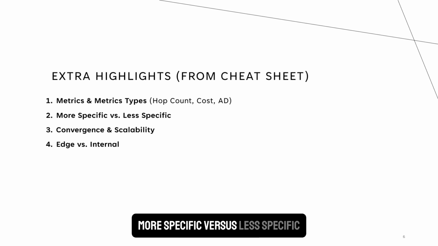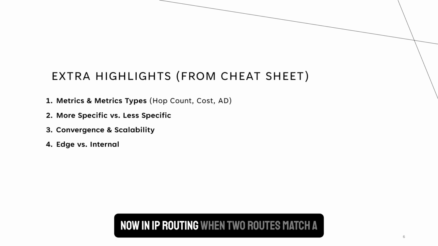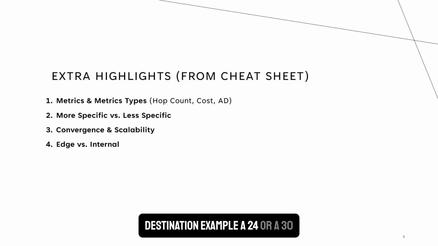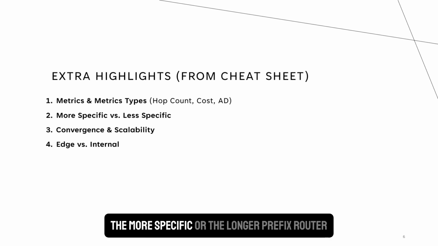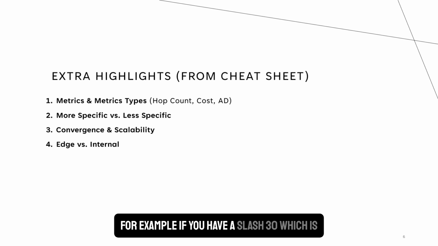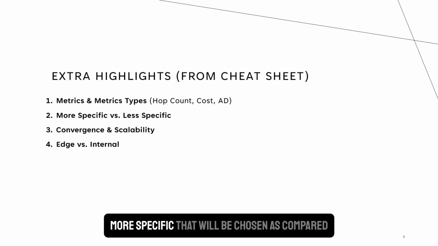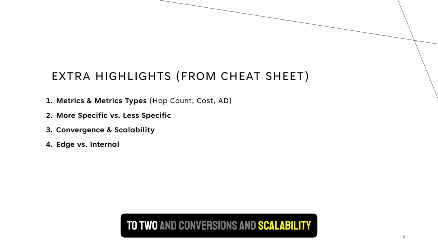More specific versus less specific. In IP routing, when two routes match a destination, for example a /24 or a /30, the more specific, or the longer prefix, route is chosen. For example, if you have a /30, which is more specific, that will be chosen as compared to a /24.